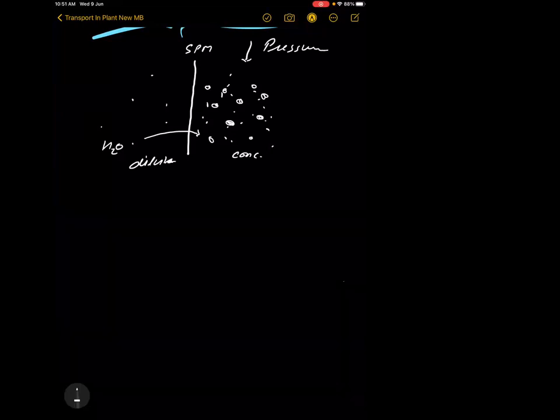Because of this pressure, osmosis occurs, but in reverse direction. This pressure inhibits the entry of water from the dilute solution to the concentrated solution. It even pressurizes the water molecules to move from the highly concentrated solution to the low concentrated solution. That is called reverse osmosis. Fine, is it clear? Yes, sir.